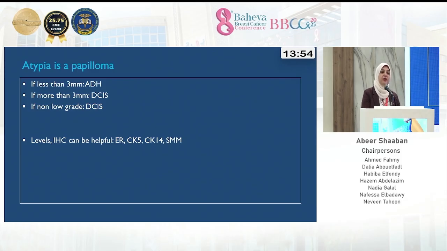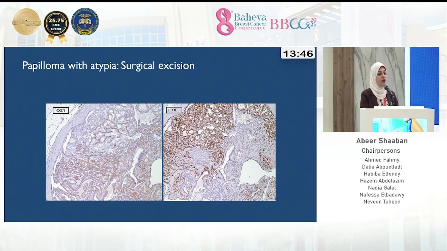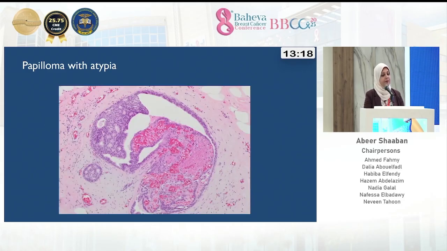And here, immunohistochemistry can be very, very helpful: ER, CK5/6, and SMM. And that's just to show what atypia looks like. It can look like a solid area, so any solid area in a papilloma should be examined in detail, or it can have a cribriform pattern. And usually ER and CK5/6 are mirror images. ER is strongly and uniformly positive, and CK5/6 negative. And this helps us measure the area of atypia very well, and our cutoff is 3 millimeters.